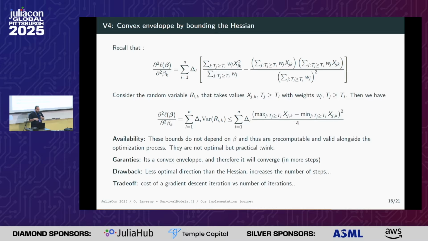So we have the guarantee because it's a convex envelope, and therefore it will converge. But the drawback is that the direction that will be taken by the gradient descent is a bit less optimal, of course, because it's not pure Newton-Raphson. And therefore, this will increase a bit the number of steps that the algorithm will take. And so there is a trade-off between the fact that the steps will be faster, but we will take more steps. And this trade-off has a lot of things to do with the size, the shape of the problem, which is something that we don't control that much.